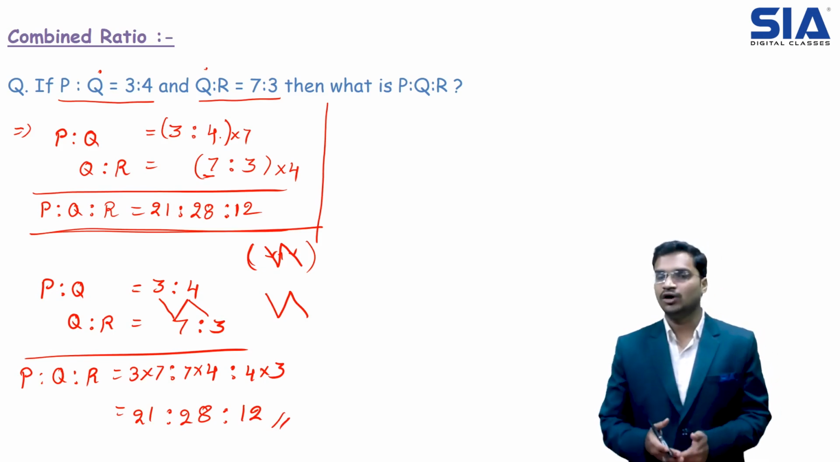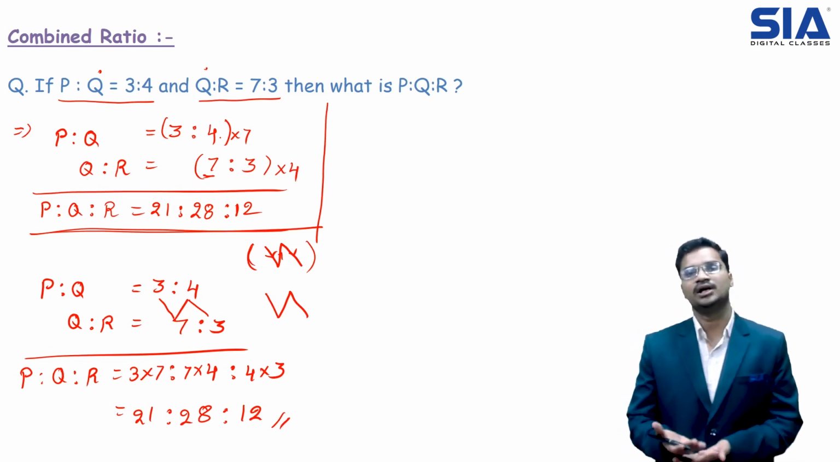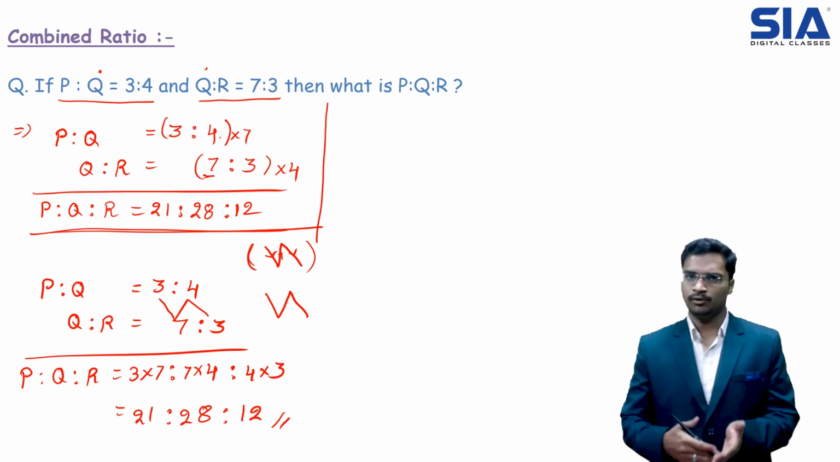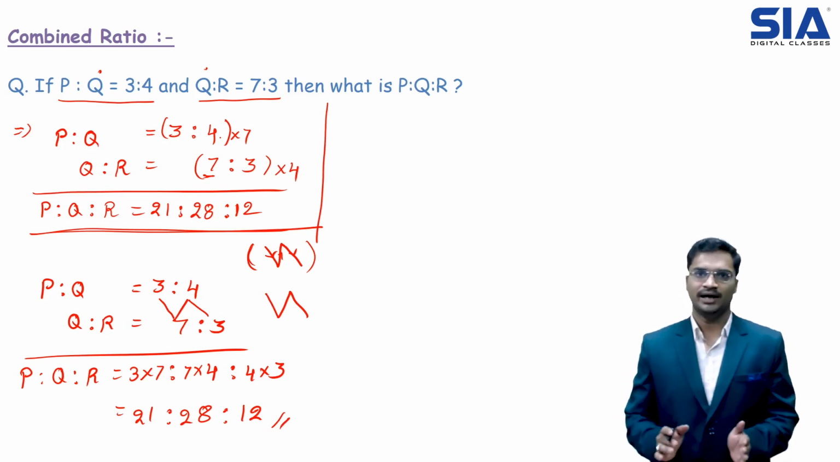After solving this, what I have to do is check whether they are getting cancelled with any common number. If they are getting cancelled with any common number, I have to cancel. If they are not getting cancelled, I have to leave them as it is.